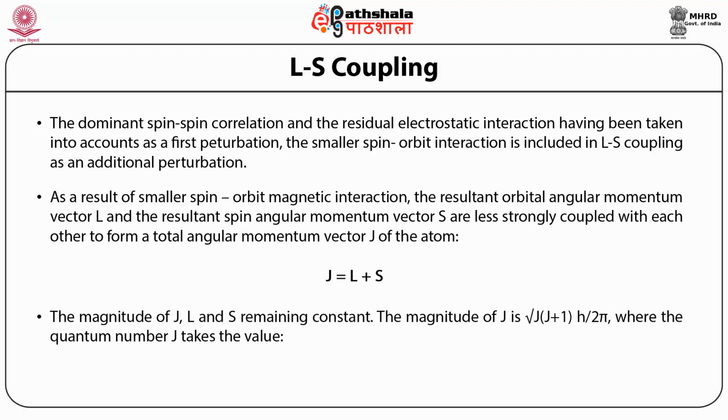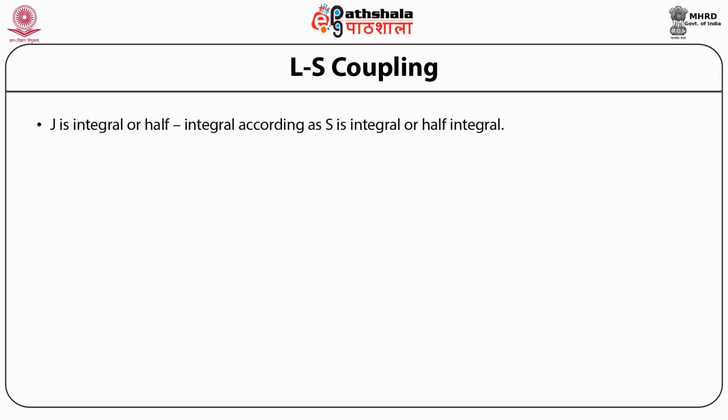The magnitude of J is √(J(J+1)) h/2π, where the quantum number J takes the values J = L+S, L+S-1, and so on down to |L-S|. J is integral or half-integral according as S is integral or half-integral. The number of J values is 2S+1 when L is greater than S, or 2L+1 when S is greater than L.